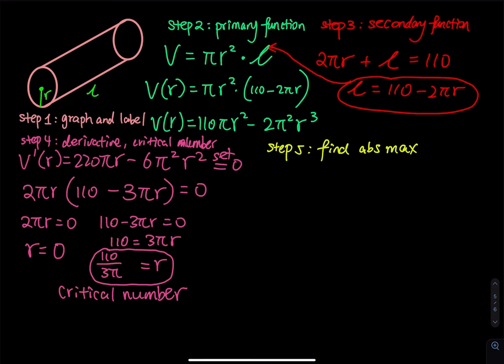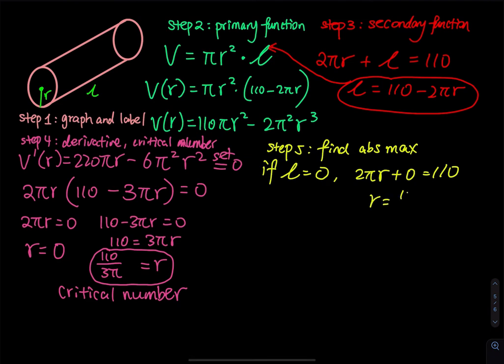So to find the domain, here is one thing that you have to think of. If the length is equal to 0, so that is the smallest possible length, right? If length is equal to 0, what is the r do we get? So when the length is minimized, then we have the biggest possible r, right? So we have 2 pi r, and then plus 0 equals 110. This is the secondary function. And then what is r equal to?